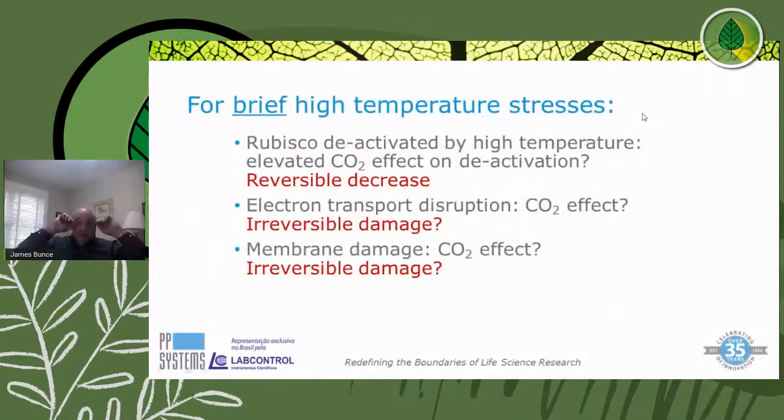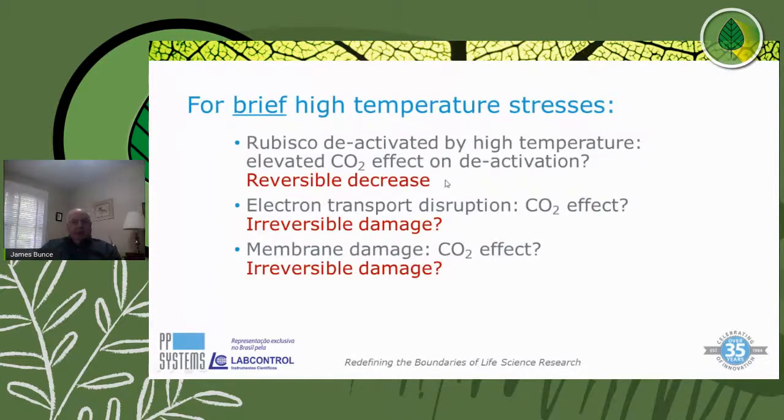So I'm going to switch now to talk more about brief high temperature stresses. And what I mean is temperatures at which, if you hold it at that temperature, photosynthesis just gradually decreases over time. So it's a stress enough to substantially limit photosynthesis and cause more than temporary injury to photosynthesis. There are three things that may be going on when you're talking about brief high temperature stresses.